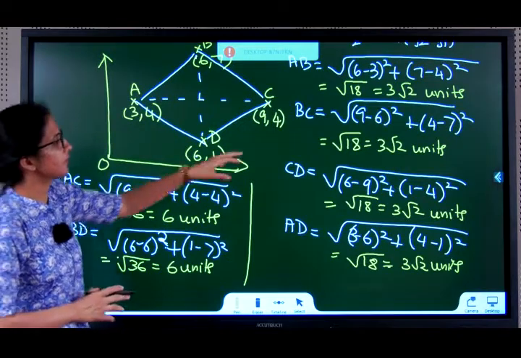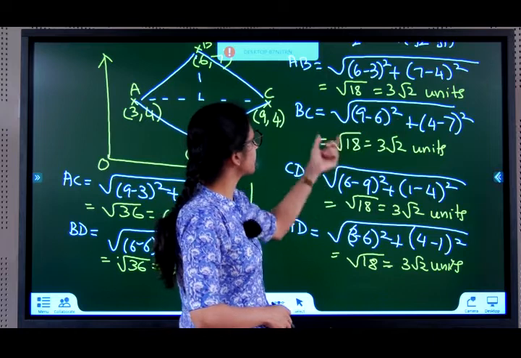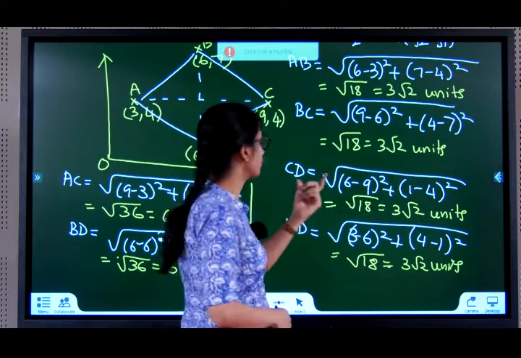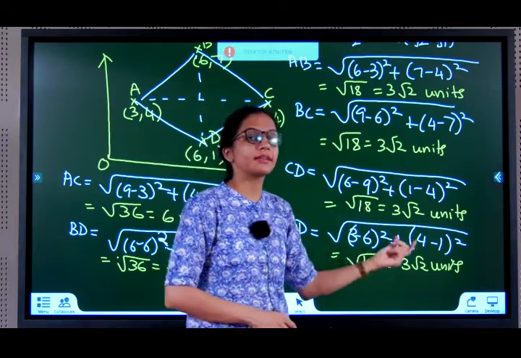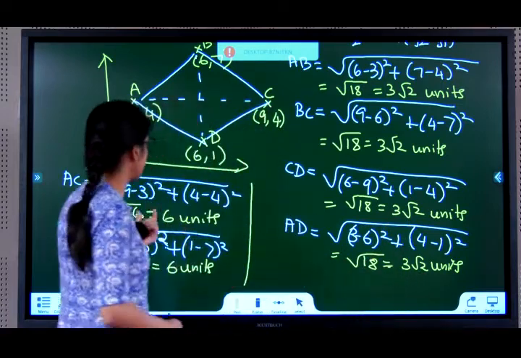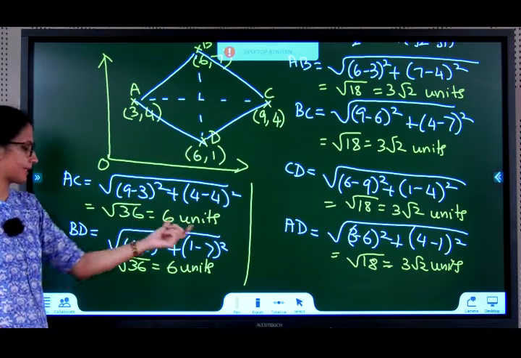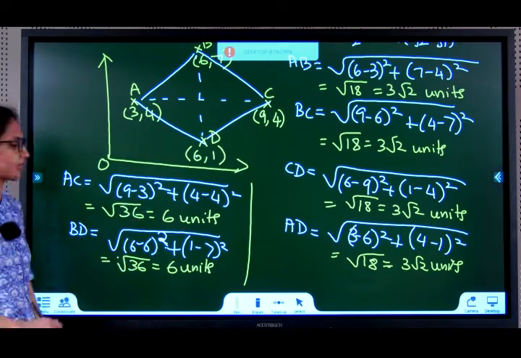So on solving and simplifying this, we get AB equal to root 18, that is 3 root 2 units, BC equals root 18, 3 root 2 units, CD equals root 18, 3 root 2 units, AD equals root 18, 3 root 2 units. I hope you got the same. And the diagonals AC equals root 36, 6 units, BD equals root 36, 6 units.